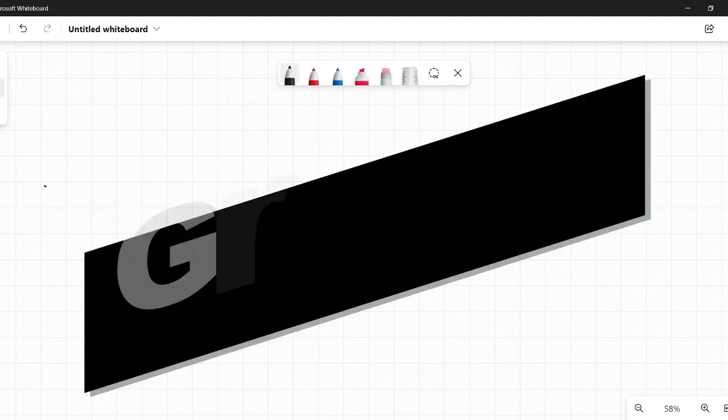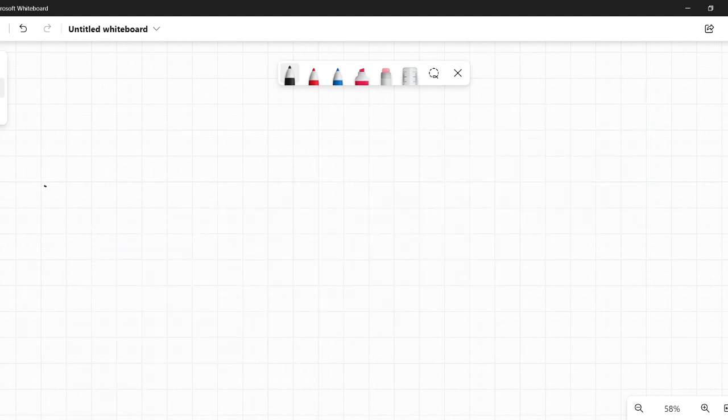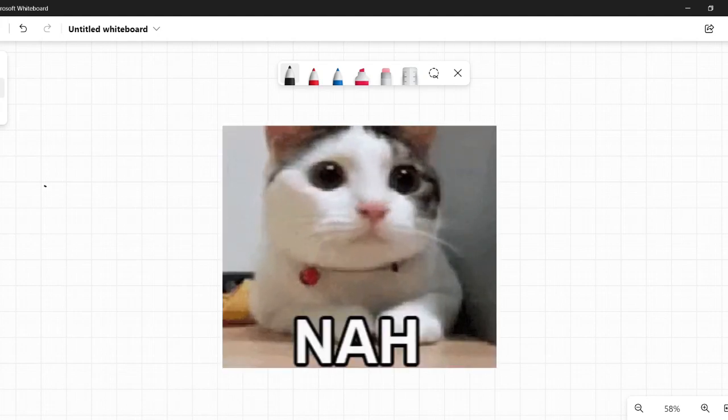Today we're talking about graphing linear inequalities and systems of linear inequalities. They are very closely intertwined and you're likely to see them both at the same time, so we're going to cover them both today. To be clear, this is not graphing inequalities on a number line.